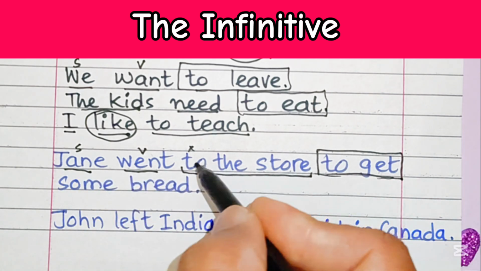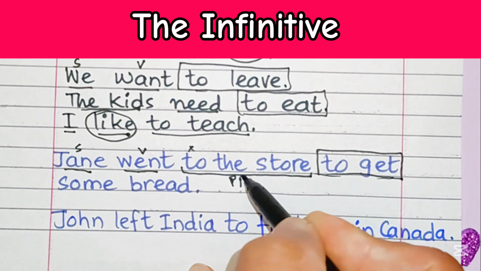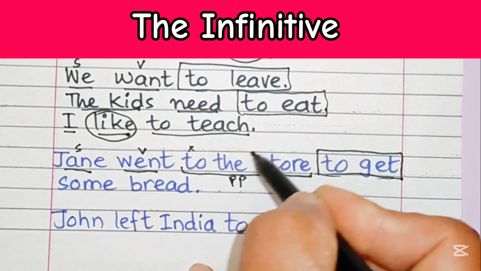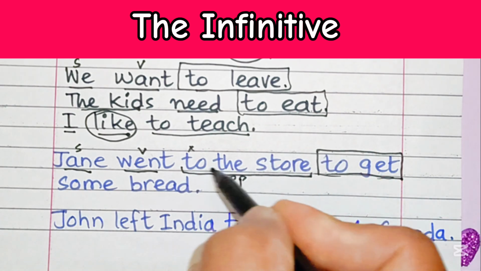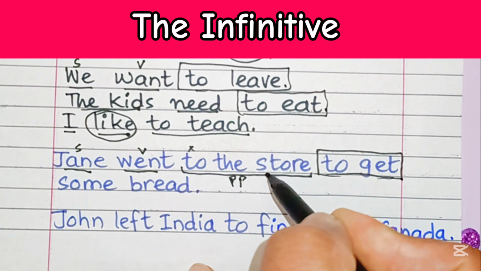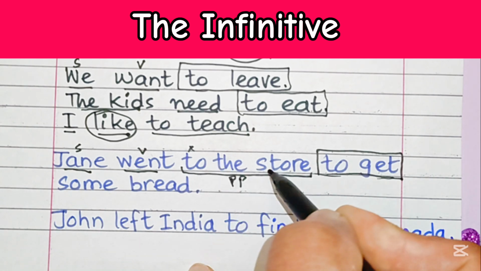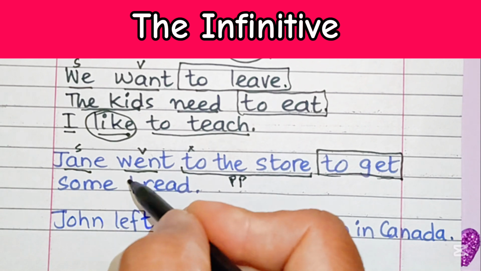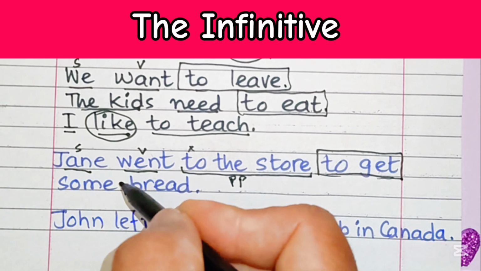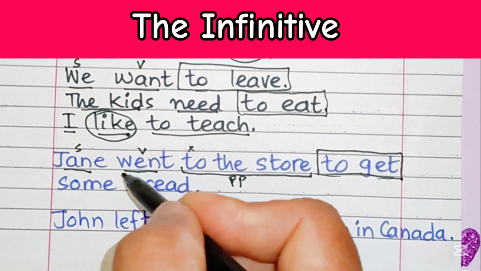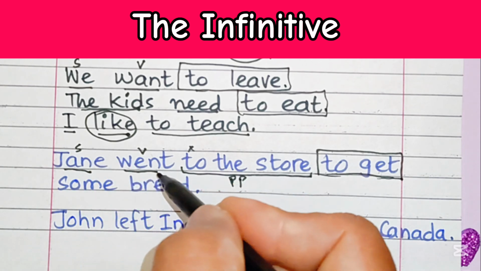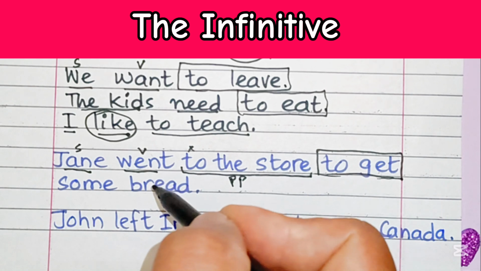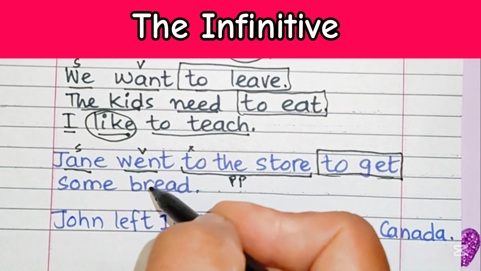Jane went to the store. So this is a prepositional phrase that starts with the preposition to, but it is not to be mingled or mixed with the infinitive. It doesn't follow the basic form or the simple form of the verb, so it's not an infinitive. Jane went to the store to get some bread, and this answer is in response to the question asked, why did she go to the store? So she went to the store to get some bread. So that's why infinitives often explain why a person does something.